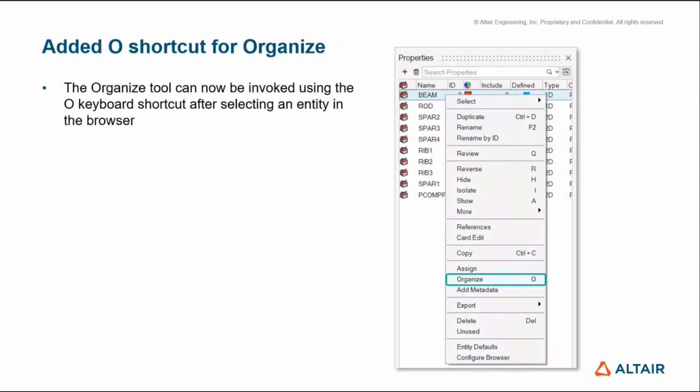And another small enhancement is we have now added the O keyboard shortcut for organize. This was there in the graphics, but was not present in the browser. So now you can just pick any entity and hit O on the keyboard to enter the organize context with the selection being pushed to the context. And you can just pick the destination there and go from there.